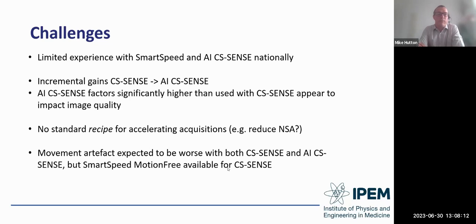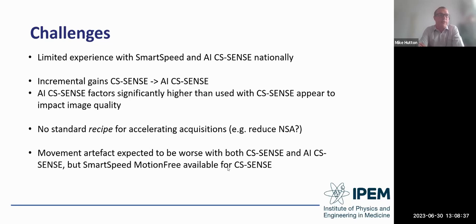If you are going from having well implemented CS SENSE across your protocols and across your service, to AI CS SENSE, I think the gains you'll see will be relatively small and incremental. They'll still be beneficial, but you won't see a huge reduction in acquisition times like you will if you go from SENSE all the way to AI CS SENSE.